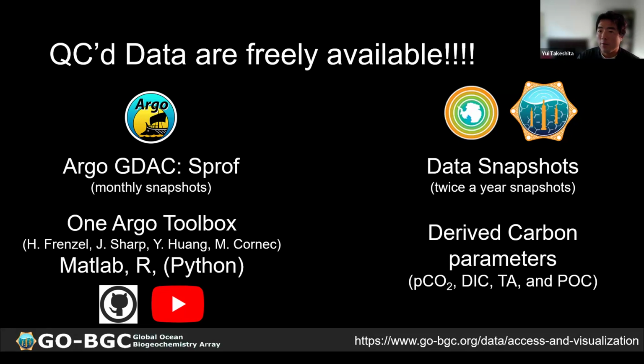For the GO-BGC and the SOCCOM projects, we have additional data snapshots twice a year, in which we provide derived carbon parameters: pCO2, DIC, alkalinity, and particulate organic carbon from the floats that are deployed through SOCCOM, GO-BGC, and a couple other projects that we are involved in. These also have DOIs associated with them. So if you're interested in these additional parameters, for not the whole array but for the US array, you can access the data there.